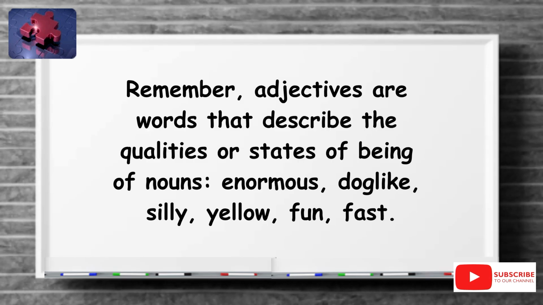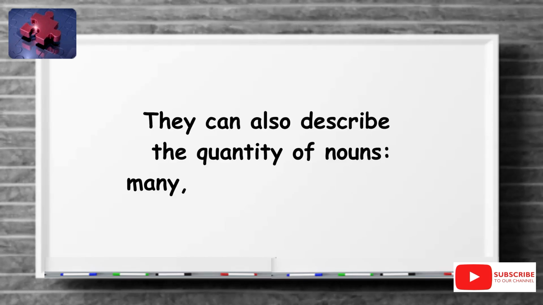Remember, adjectives are words that describe the qualities or states of being of nouns: enormous, dog-like, silly, yellow, fun, fast. They can also describe the quantity of nouns: many, few, millions, 11.